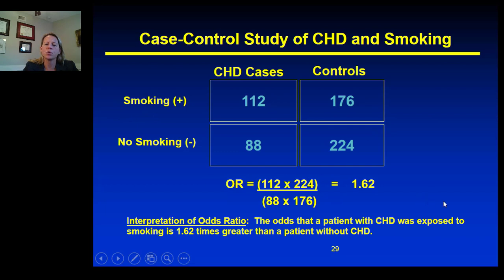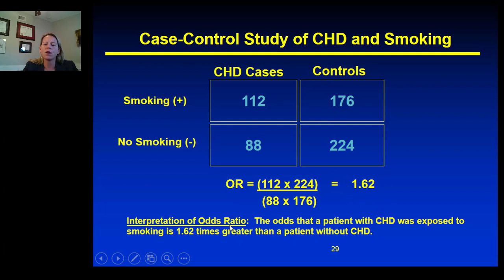So a simple example shown here is looking at the exposure to smoking among cases defined as people with coronary heart disease compared to a group of controls who do not have coronary heart disease. And upon populating our 2x2 table, we get our results shown here. And the cross product in the numerator would be 112 times 224, and the denominator would be 176 times 88. And that gives us an odds ratio of 1.62.